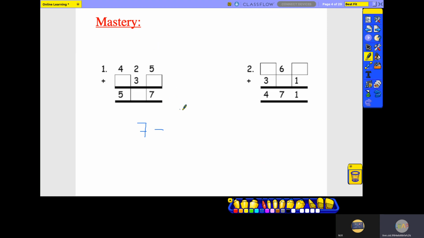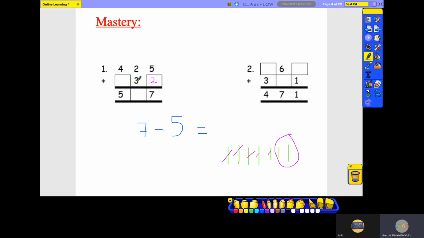So 7 take away 5. Again, if you're starting off in this process, you draw 7 straws, 1, 2, 3, 4, 5, 6, 7, and then you can cross off 5 of them. Take out 5. 1, 2, 3, 4, 5. How many have we got left? We end up with 2. Now that makes sense because 5 add 2 does make 7.